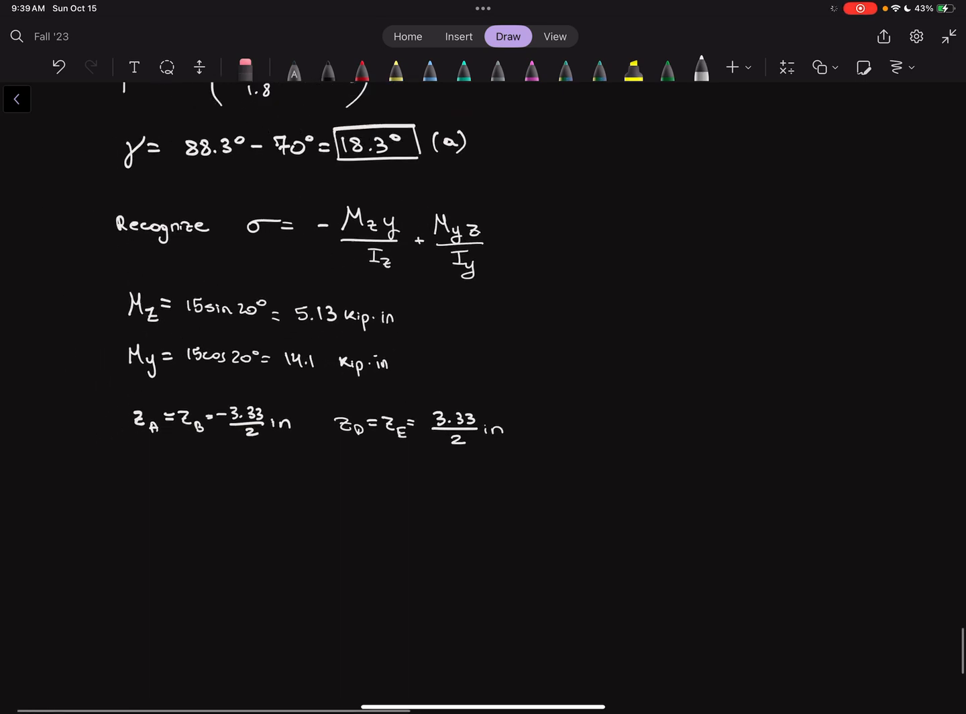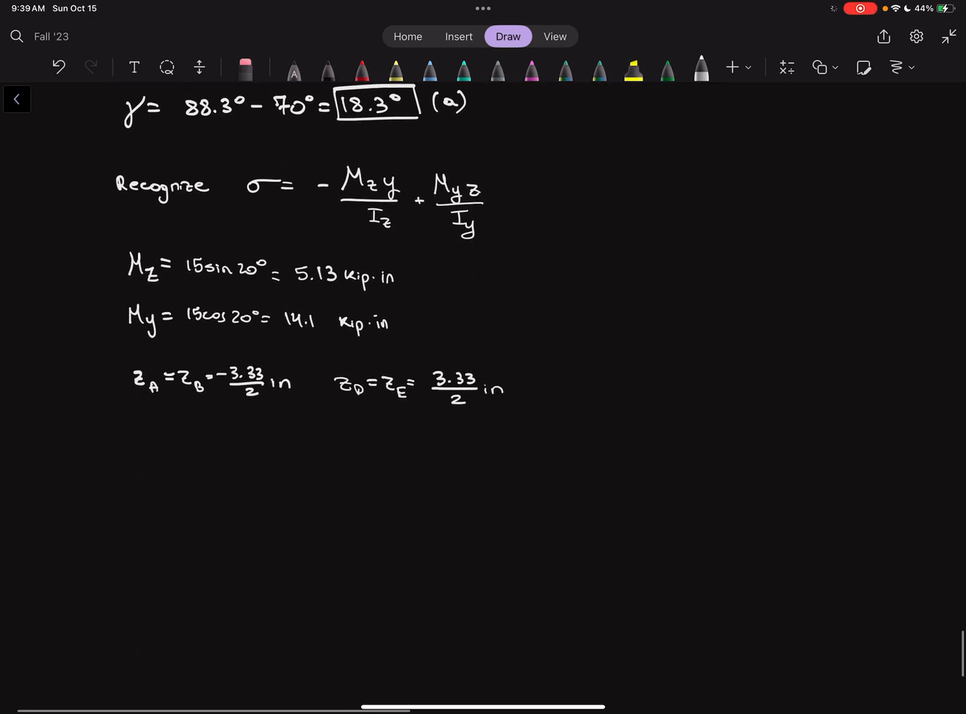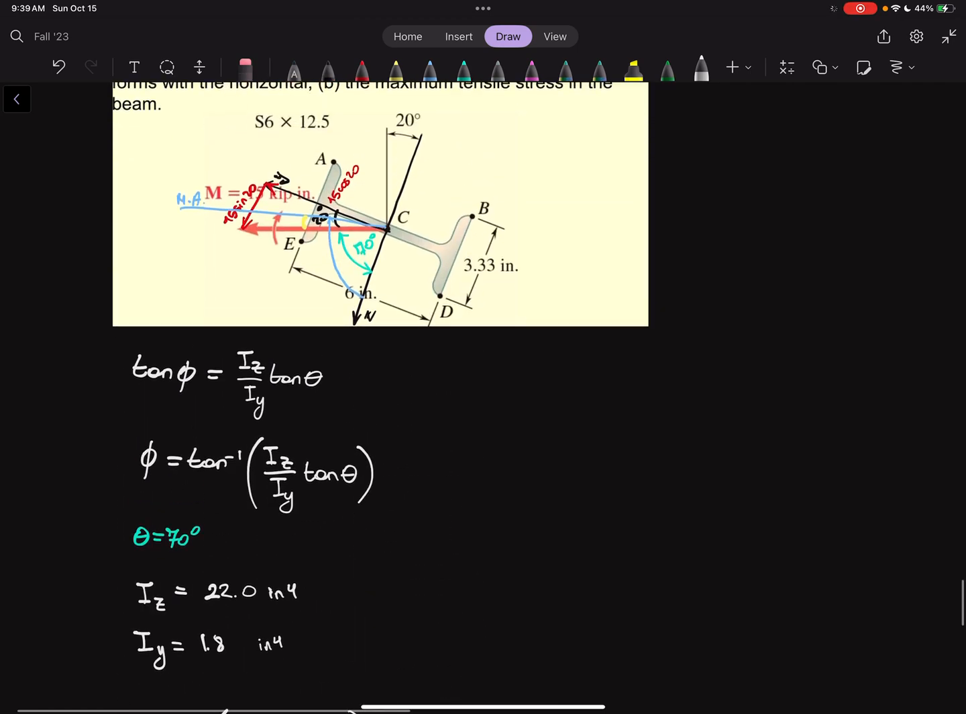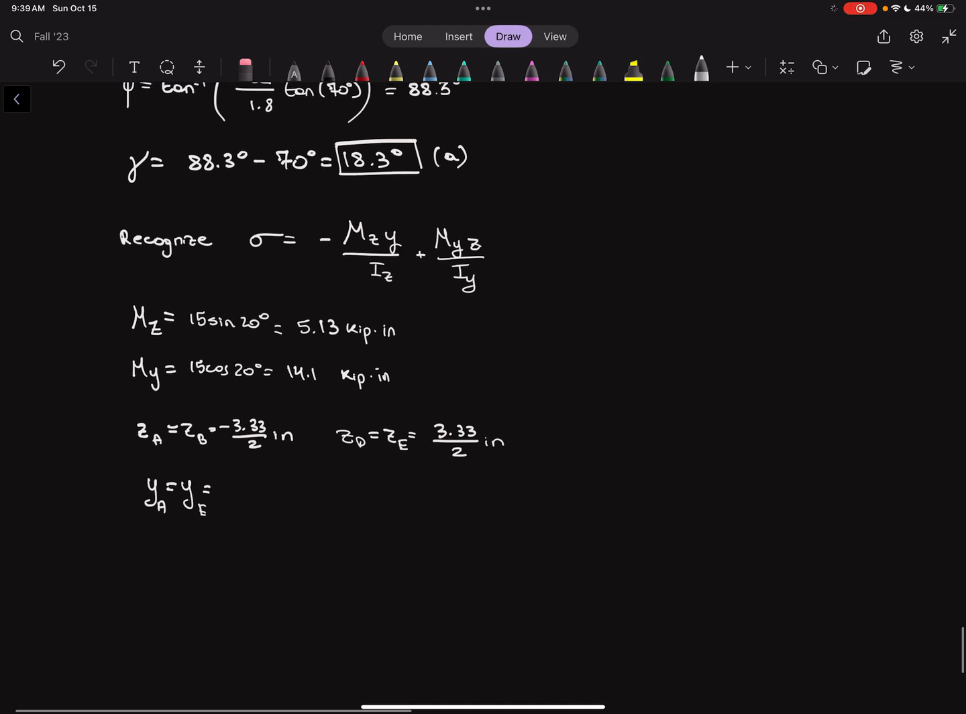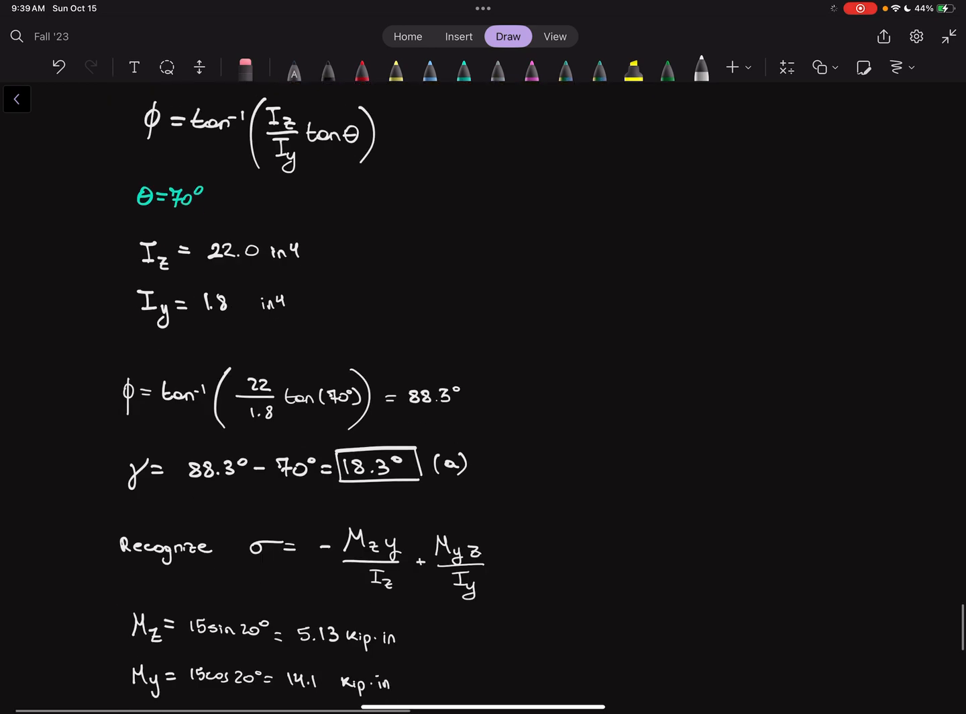And then we do the same for the Y. Now the Y, A and E are the same. So YA is equal to YE, and they are 6 divided by 2, so 3 inches in the positive. And so we'll see YB is equal to YD, and it's negative 3 inches.